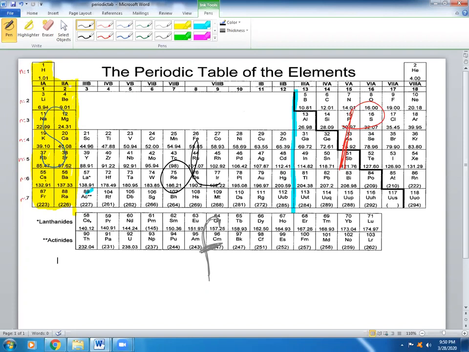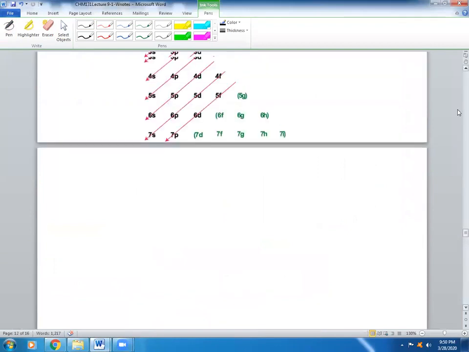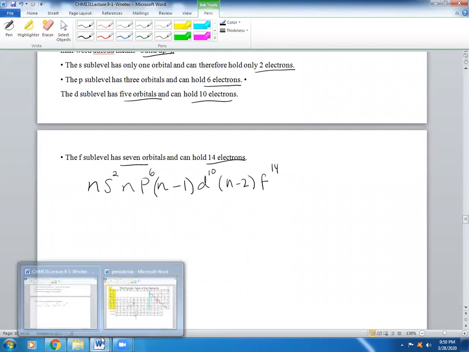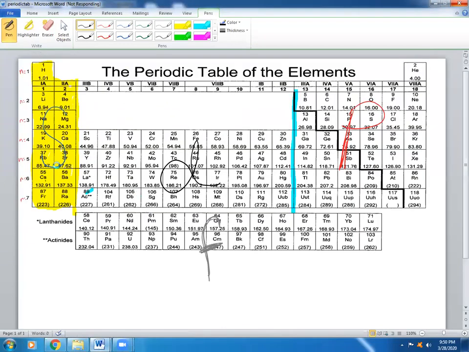For your F, remember what I said to you, your F is n minus 2. So that means your F begins after 57, right here. Your F is going to be 4, because you have an F at the 4th energy level. So this is going to be 4F. This is going to be 5F.